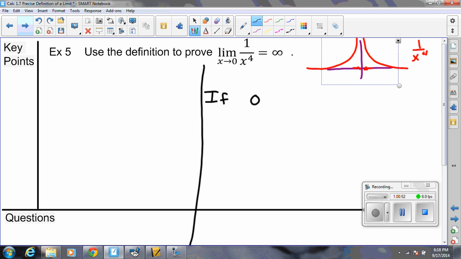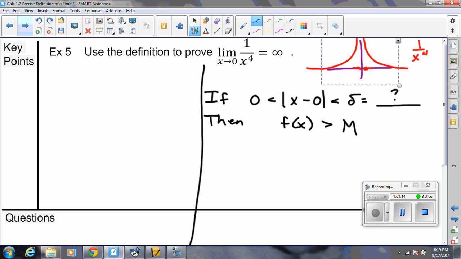0 is less than or equal to the absolute value of x minus the a value. In this instance, it's 0. Is less than delta, which we will have to figure out. Then what we need is f of x to be bigger than any finite M value we want. This is what we need.